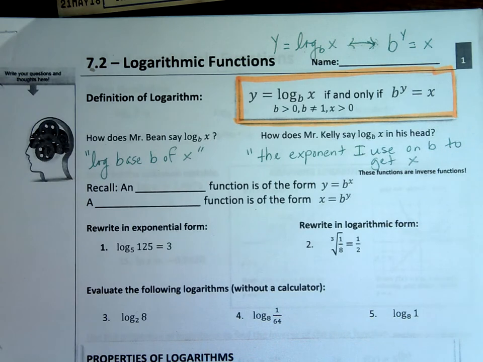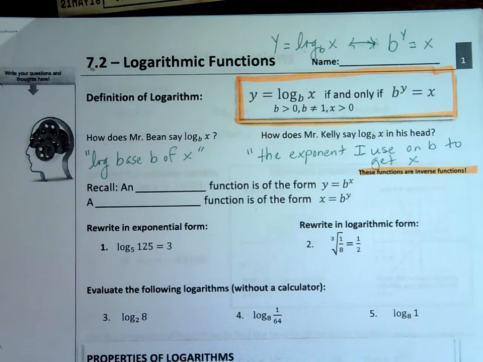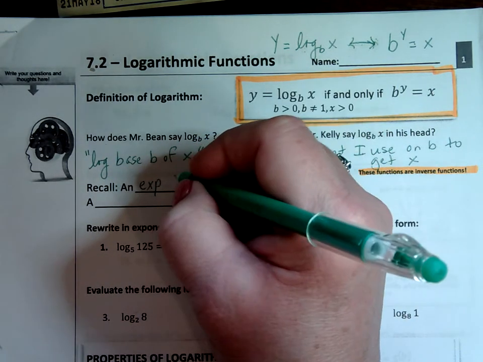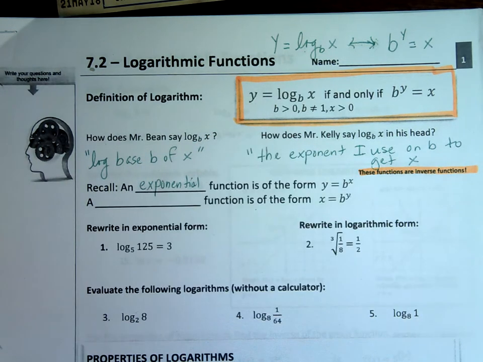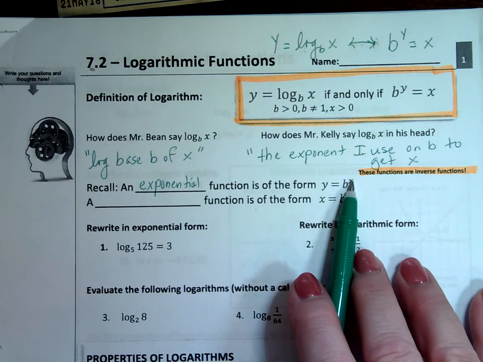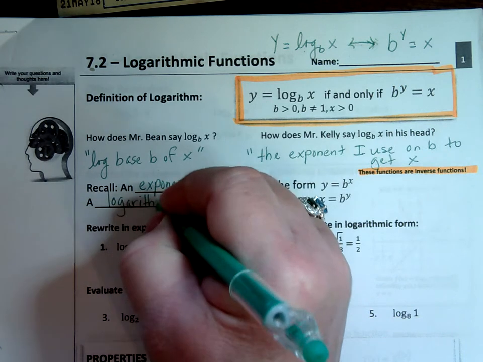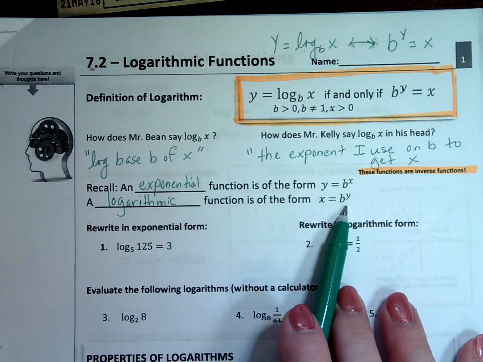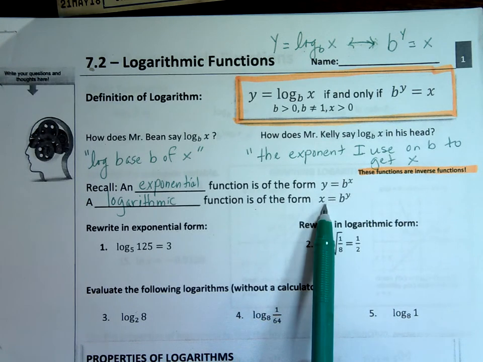These functions are inverses of each other. It's funny they put this in small print because really that's an important fact. Recall an exponential function is of the form y equals b to the x. A logarithmic function, second blank, is in the form x equals b to the y. Remember what we do with inverses, how you switch the x's and y's? There you go. If they're inverses of each other, then all I did was I switched the x's and y's.